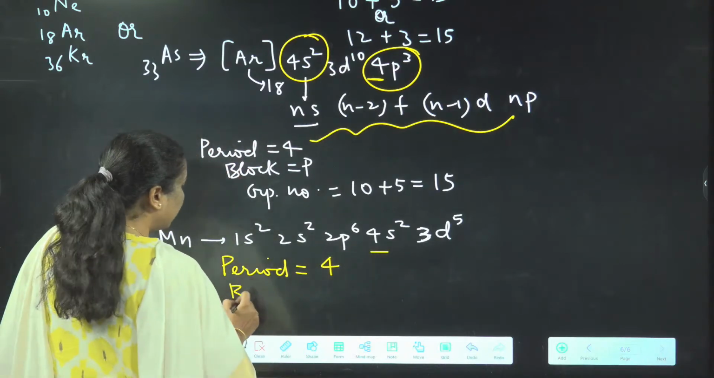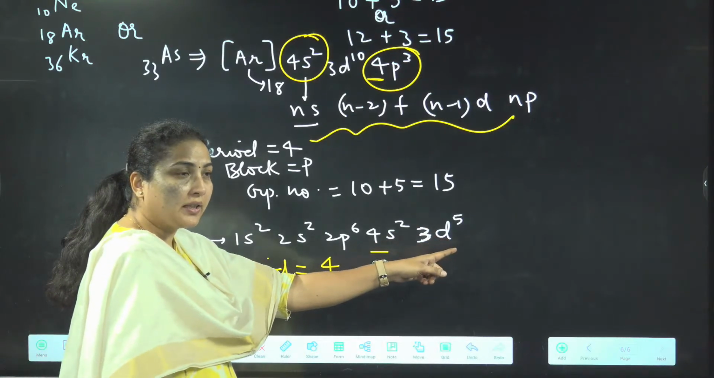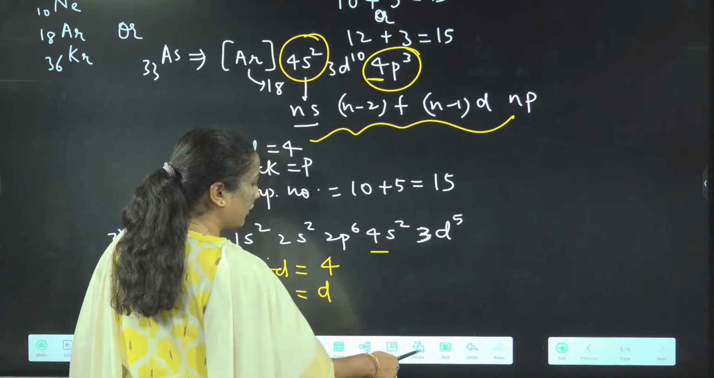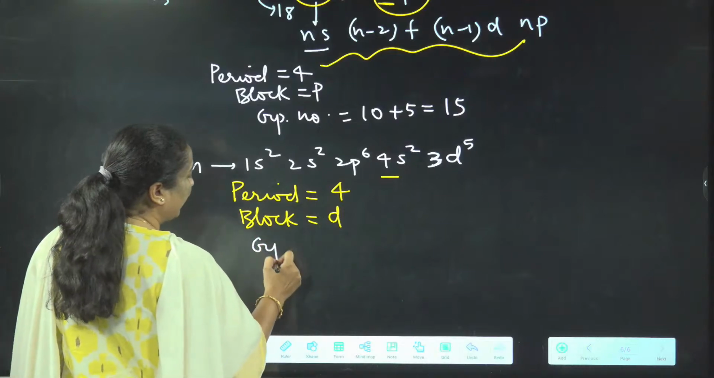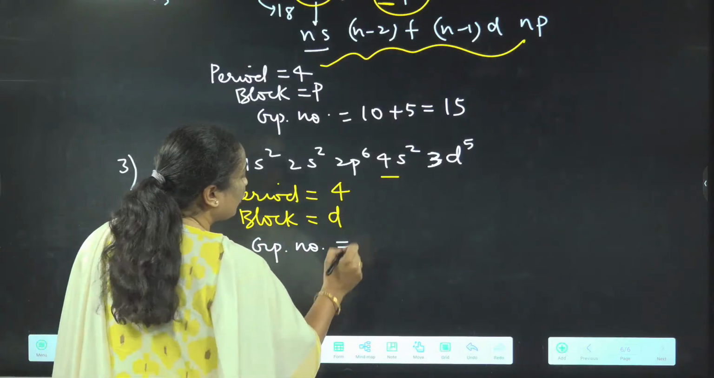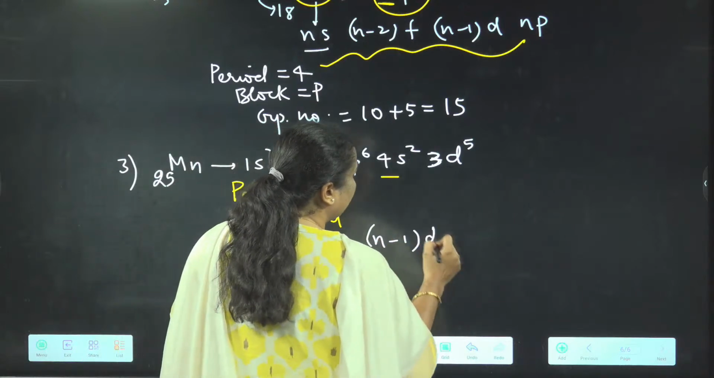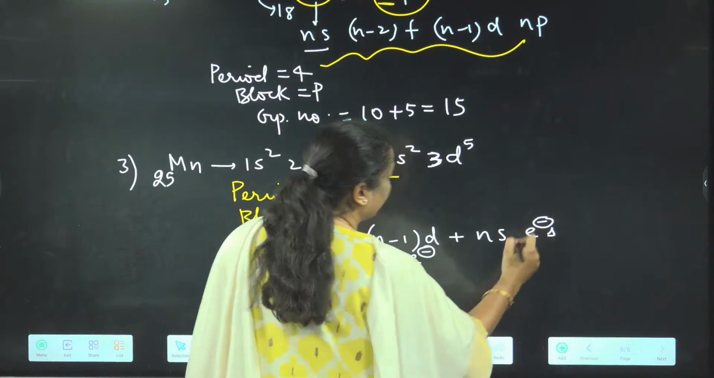Now, what is the block? Where the last electron was entering, it entered into 3d subshell, right? So we are going to call this as D block, right? Now, once you have identified it as D block, then you identify the group number. For group number, what we have to do: number of electrons in n minus 1d plus number of electrons in ns. That's what we have to find out.